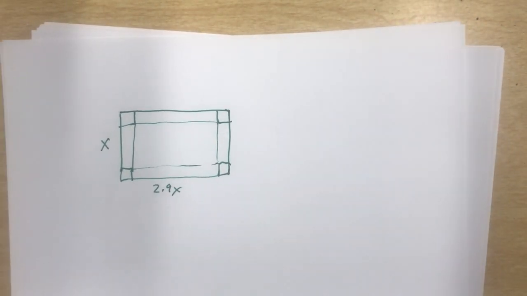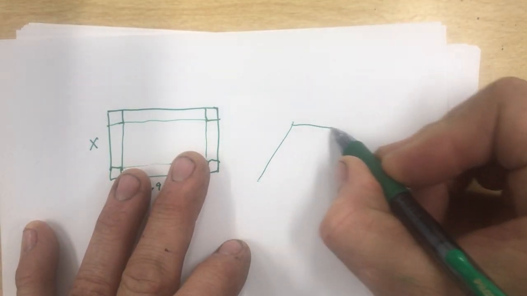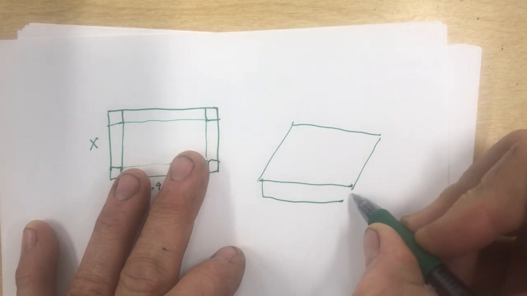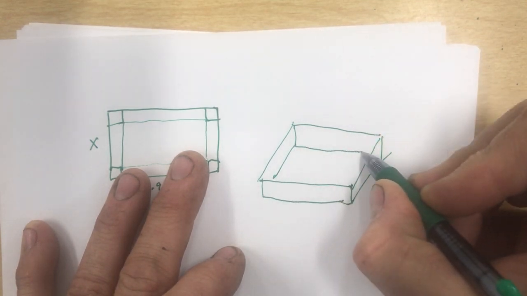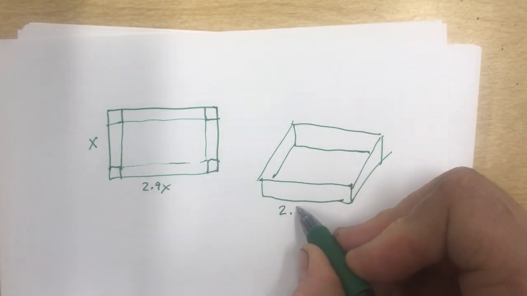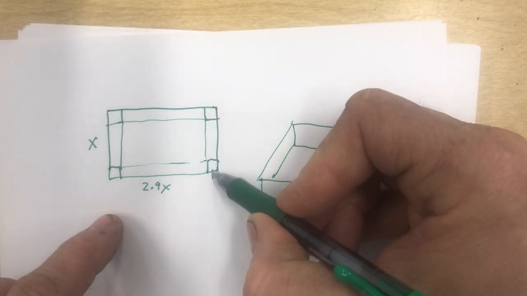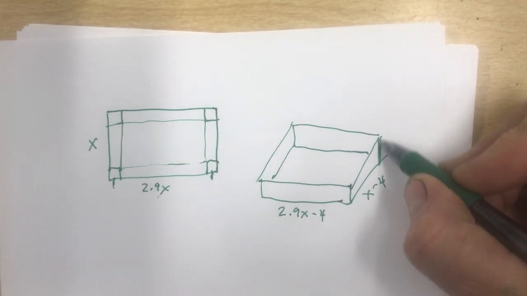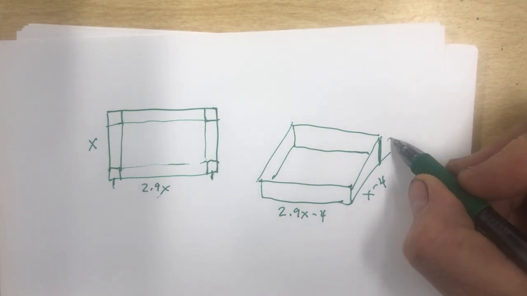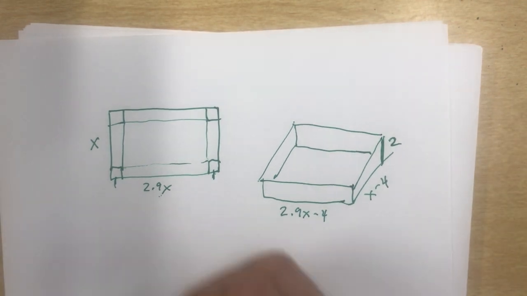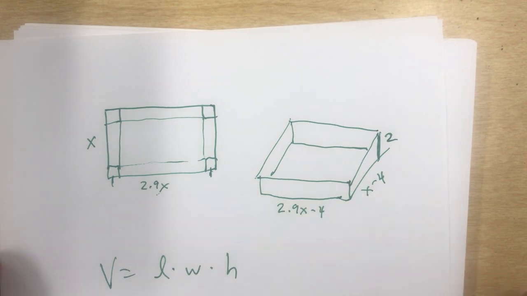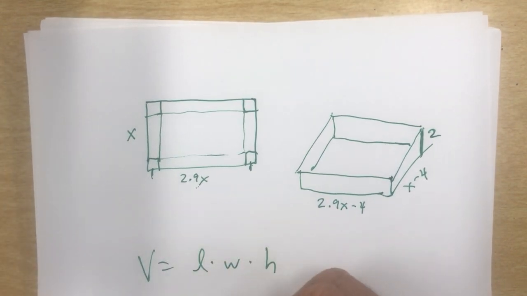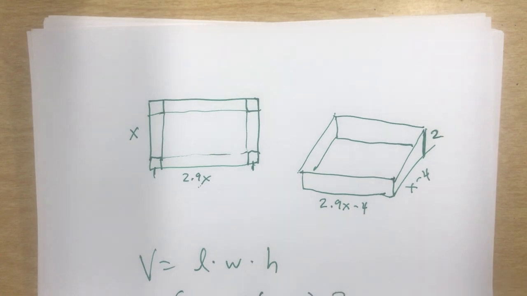All right, now the volume. Let's bring this back over here. Here's my box once I made it. So this is going to be 2.9x minus 4 is how long that's going to be, because I'm going to take this 2 out and this 2 out, so it's 2.9x minus the 4. This right here is going to be x minus 4. Now what's the height of this thing going to be? Well, it's going to be 2, because we cut those 2-inch corners out. So the volume is length times width times height. Okay, so my volume is going to be 2.9x minus 4 times the width, which is x minus 4, times the height, which is 2.